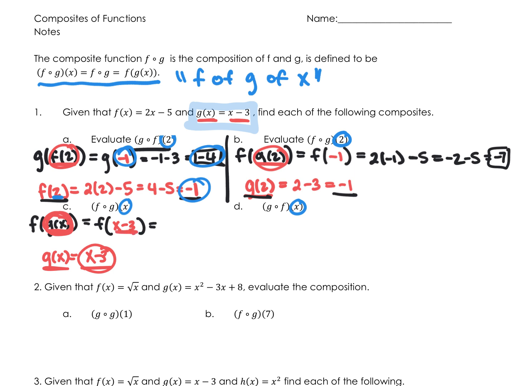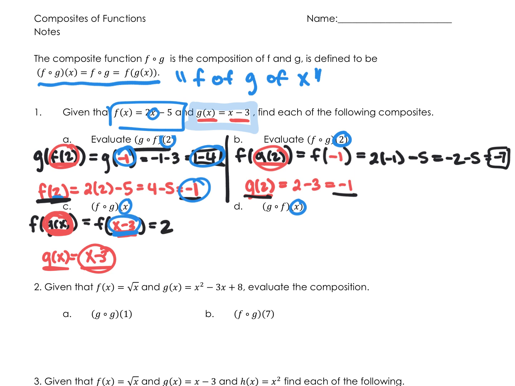Now this is where it gets tricky, because instead of having f of a number, we have x minus 3. But remember, all we do is go to the f equation, and wherever there's an x, we plug in what's inside these parentheses. Like when we found f of 2 here, we took the 2 and put it in there where the x was. So now we have to put all of x minus 3 in where that x is. So we're going to take x minus 3, go up here to our f equation, and wherever there's an x, plug in x minus 3.